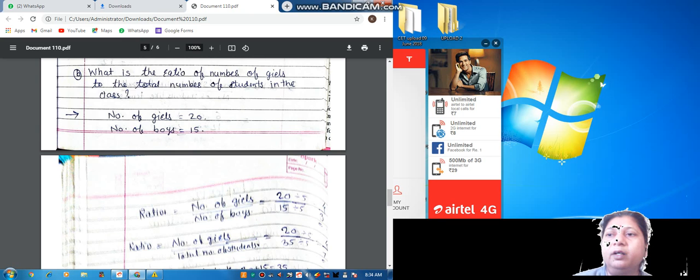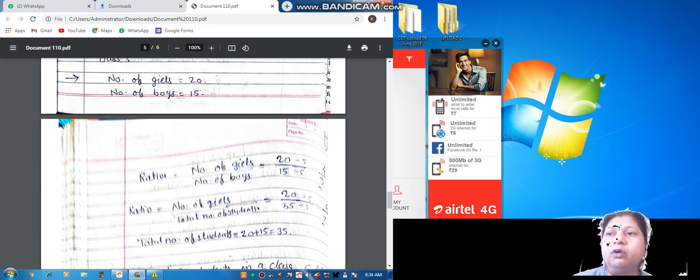Okay. Now next, the ratio of the number of girls to the number of boys. Girls, how many? 20. Number of boys, how many? 15. So it is 20 upon 15. But we can convert it into the lowest term, because we can divide it by 5. So 5 fours are 20 and 5 threes are 15. Get it?